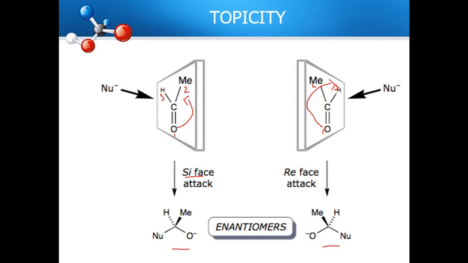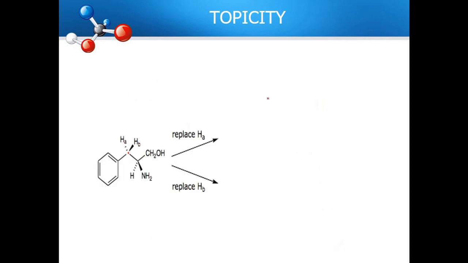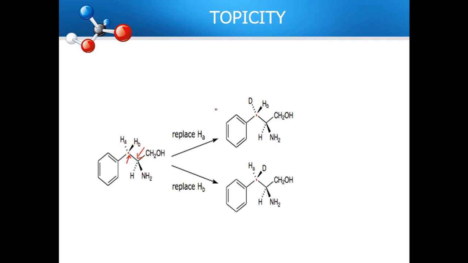If the two groups are similar, then you cannot have a Re or a Si phase. Now in this case we have a chiral carbon already here, so this is another prochiral carbon. So we are going to replace Ha and Hb with deuterium. We end up with a pair of isomers. But what is the relationship between these two isomers? They are diastereomers because they are not mirror images of each other. Therefore Ha and Hb are diastereotopic in nature.